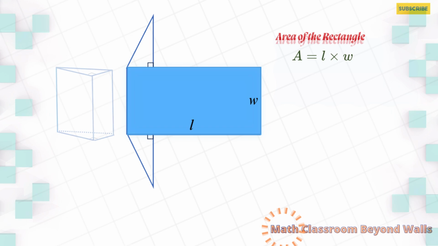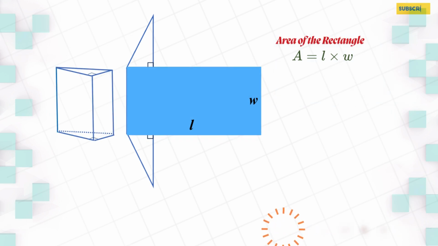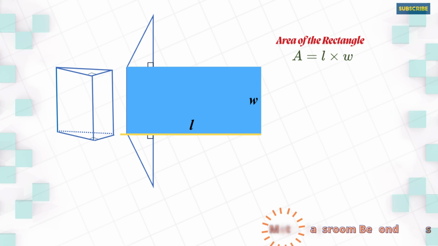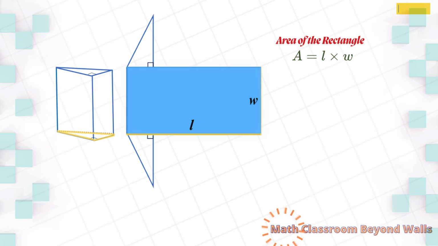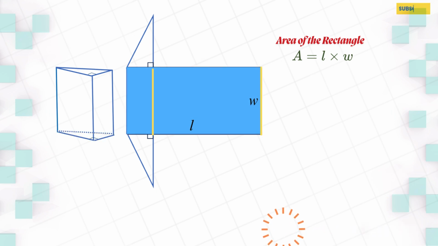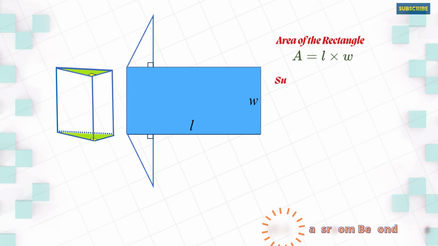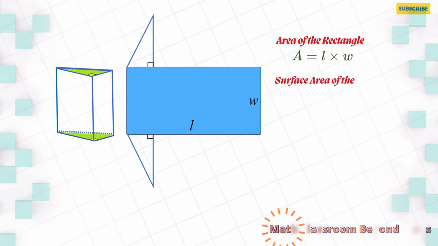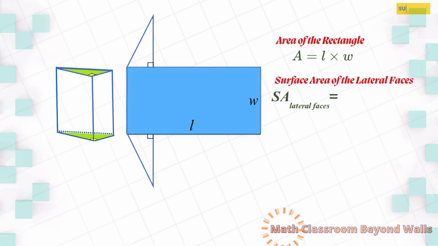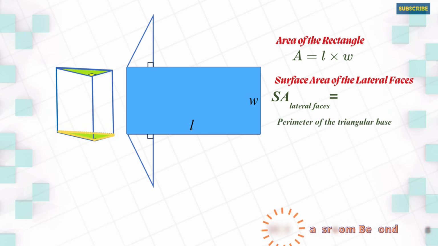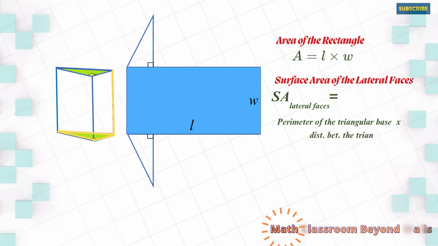Now let us look at our triangular prism again, the 3D object. Isn't it that the length in our rectangle is the perimeter of the triangular base in our prism, and the width is the distance between the 2 triangular bases? This leads us to the formula for the surface area of the lateral rectangular faces of the triangular prism, which is the perimeter of the triangular base times the distance between the triangular bases.